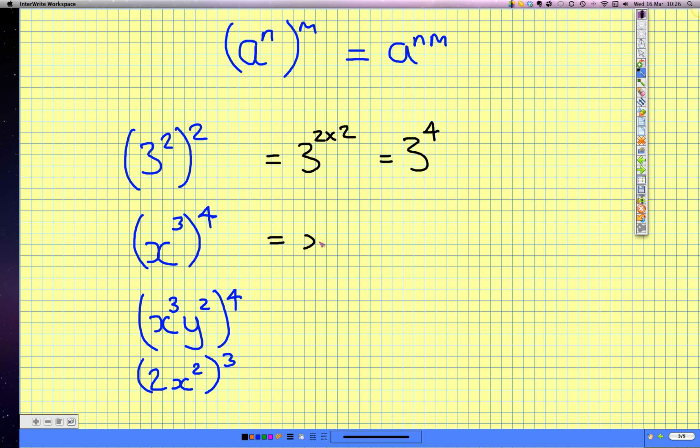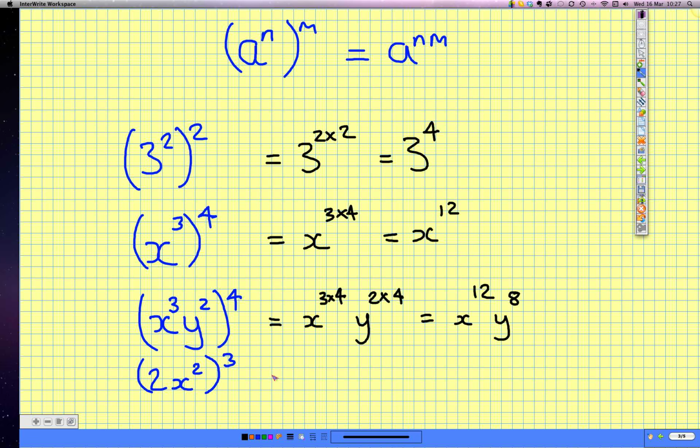This one works with algebra too, so this one becomes x cubed, and the cube is times by 4, so that becomes x to the power of 12. This next one, you simply need to multiply each variable's power by that 4, okay? So this has caught a few people out before. This one would be x cubed, and then the cubed is times by 4, y squared, and the squared is times by 4. So this one is x to the power of 12, y to the power of 8. So you can see it's literally just multiplying each index of each variable by the 4, the power outside the bracket.